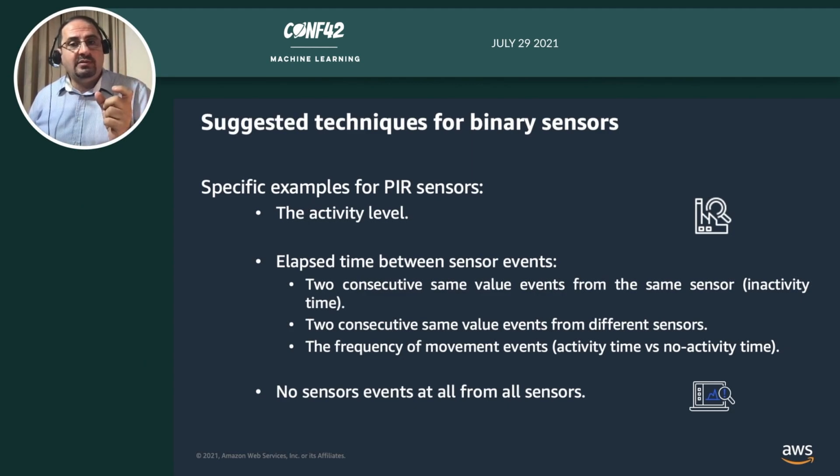The time between those two events can be extracted as well as inactivity time within the same region or sub-region. In another way, if we have two consecutive same value events from different sensors, this means that the entity being monitored is moving from one region to another. This active time, or changing the region, can be another very helpful feature to identify activity between different regions. The frequency of movement events within the same region, as we said, can be extracted as an activity time or no activity time. This is very useful in the case of ambient intelligence solutions, which is in home monitoring contexts or environments.